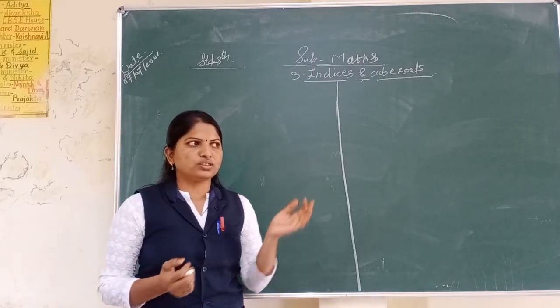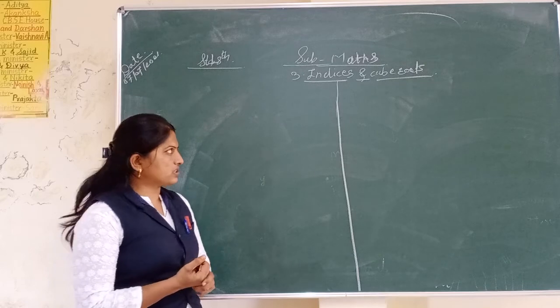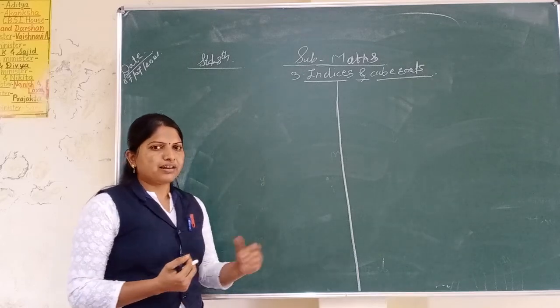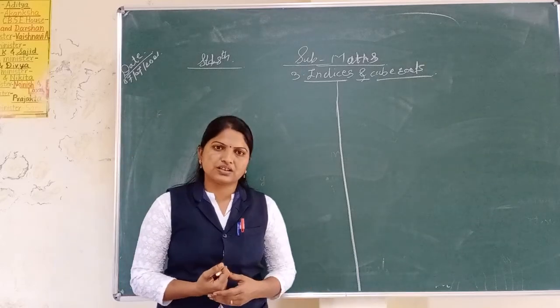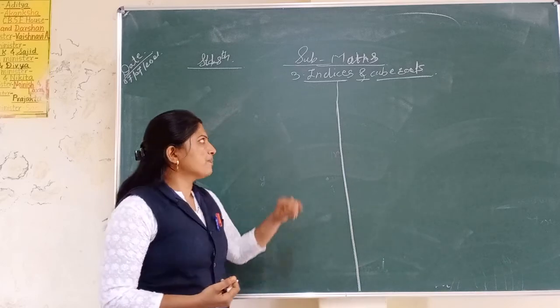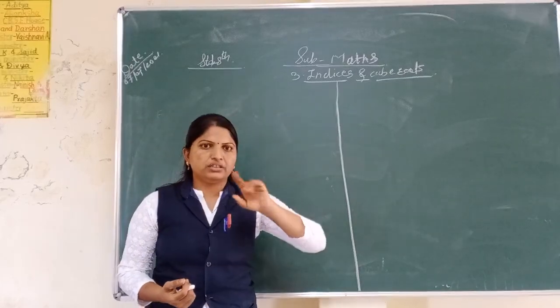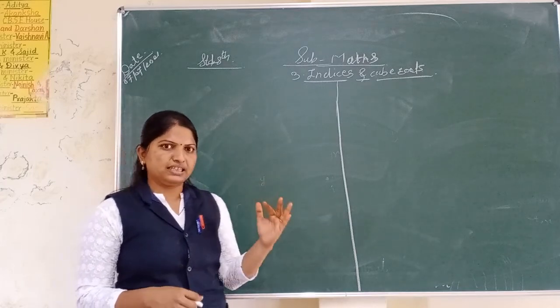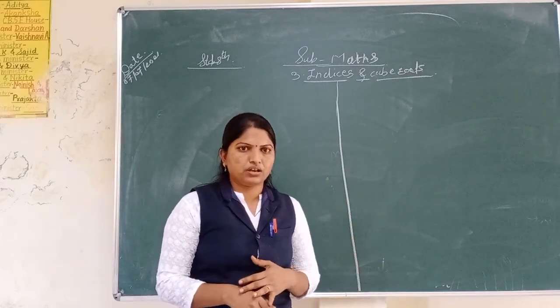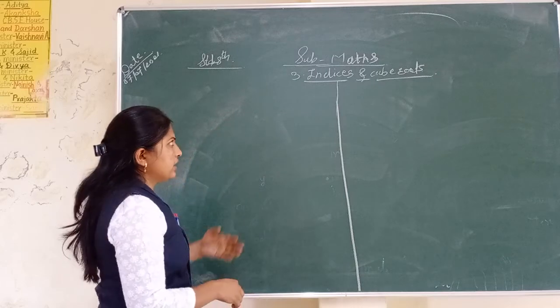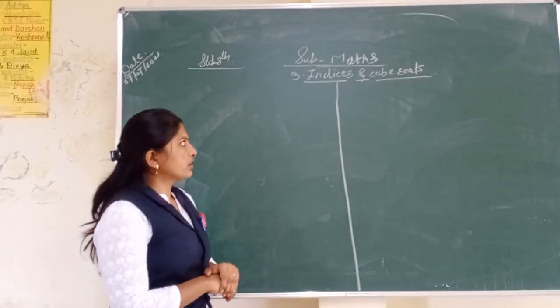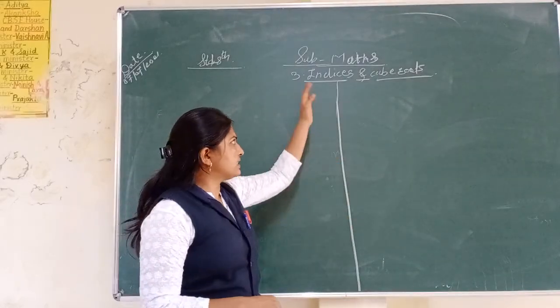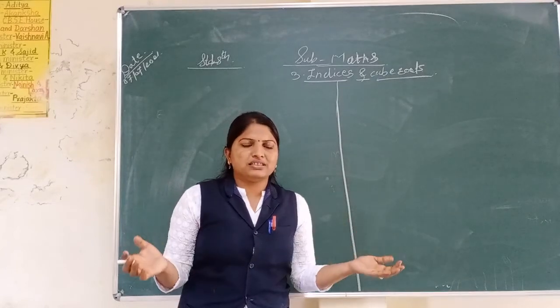In previous videos and lectures, we have studied two chapters. The first was rational and irrational numbers, and the second was parallel lines and transversal. One point is remaining from the last topic. We will take that in the online lecture, in Google Meet. Now we are going to start our new chapter, indices and cube root.